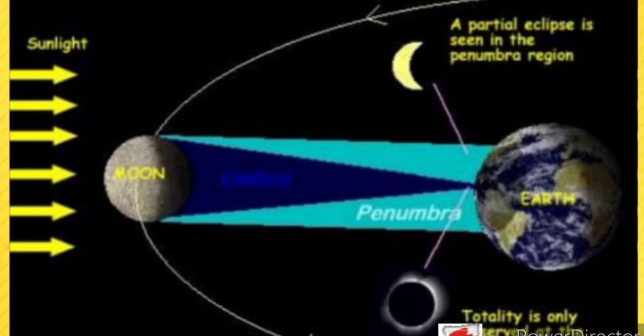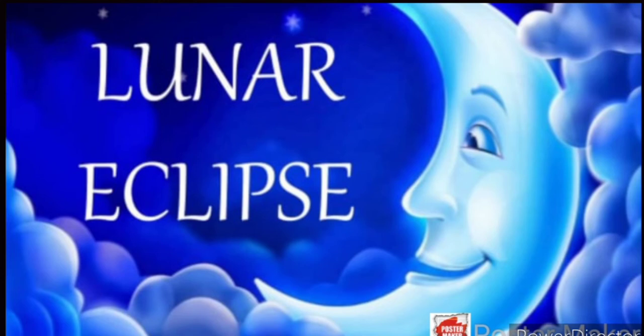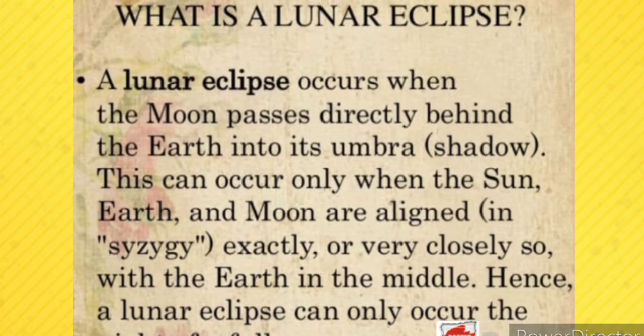Next topic that we have is the lunar eclipse, which is the opposite of the solar eclipse. A lunar eclipse occurs when the moon passes directly behind the earth into its umbra. This can occur only when the sun, earth and moon are aligned very closely, with the earth in the middle. Hence a lunar eclipse can only occur on the night of the full moon.